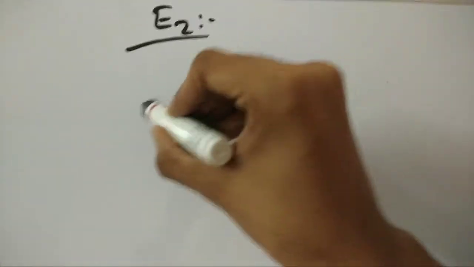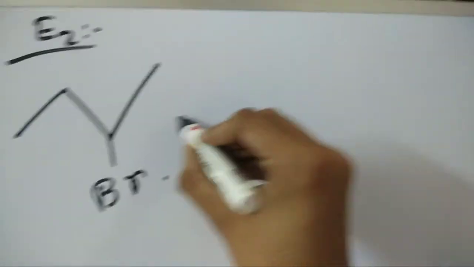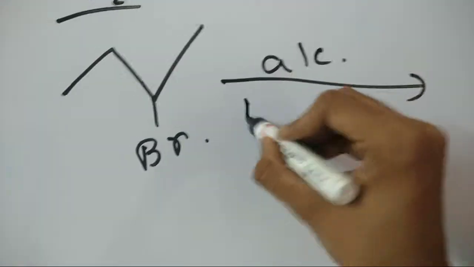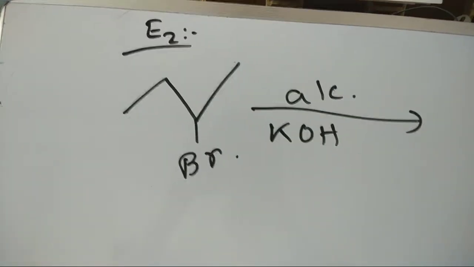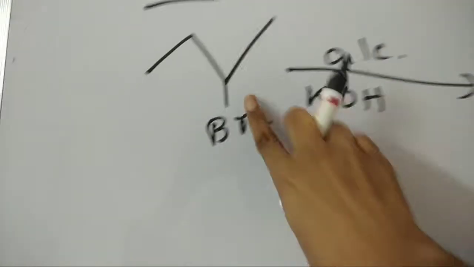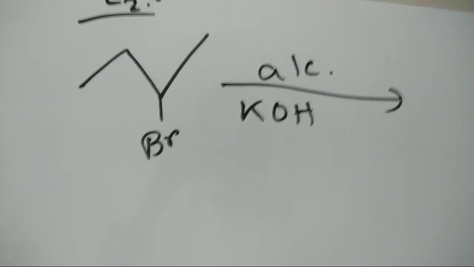so let us now see what is Saytzeff rule and apply it in an example of E2 reaction. We are going to learn Saytzeff rule and apply it in E2 reaction. Let us now take, suppose I take bromine and I apply alcoholic KOH as a base, strong base. So we are taking an example of E2 reaction. This is Br, we are applying alcoholic KOH.